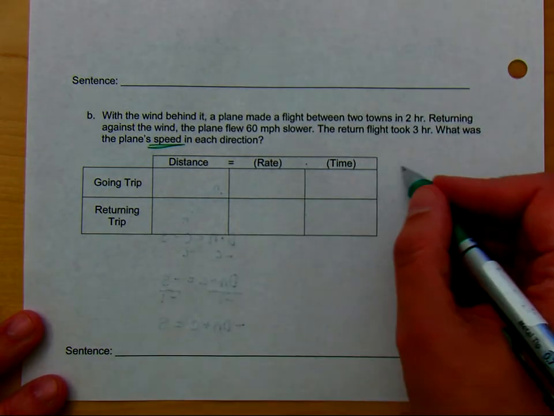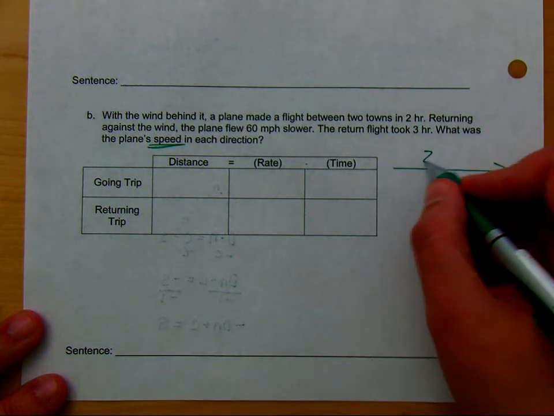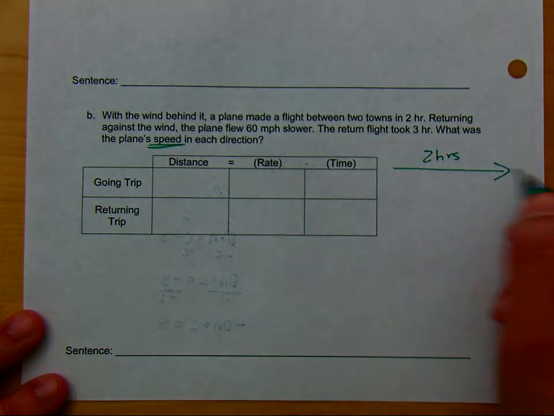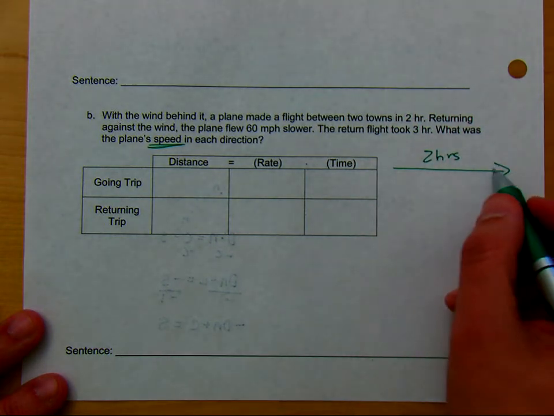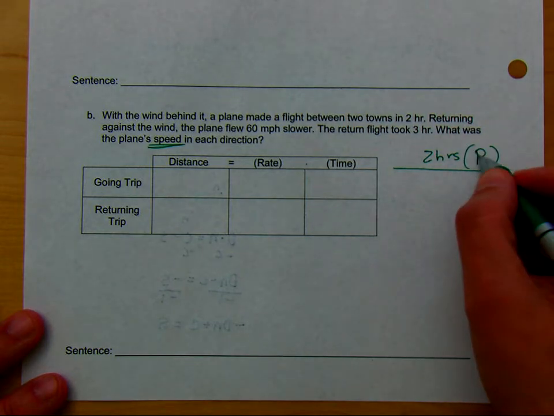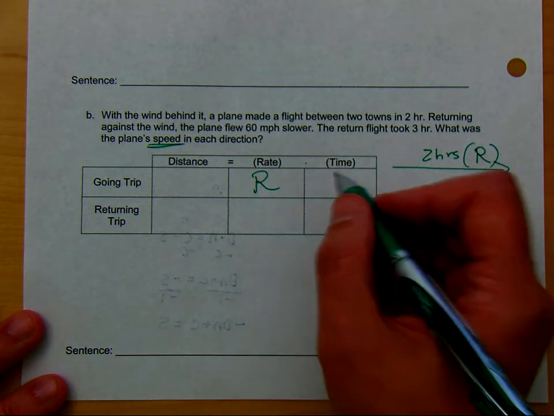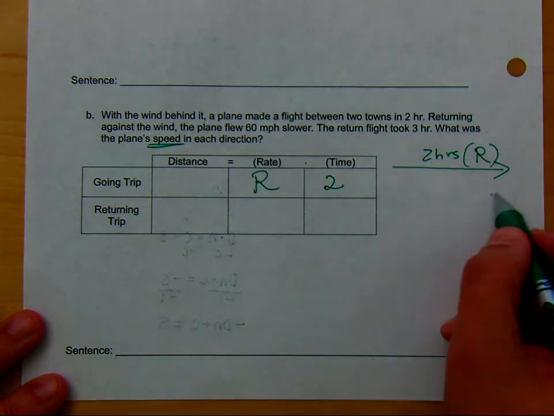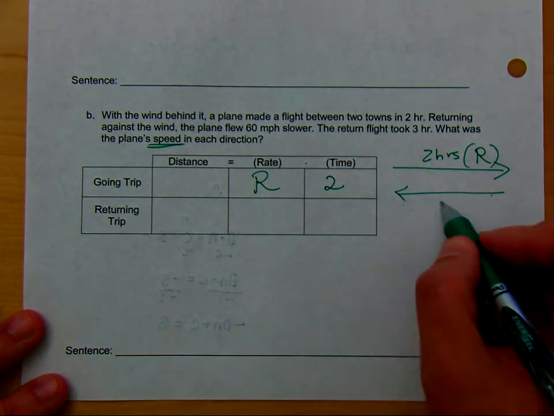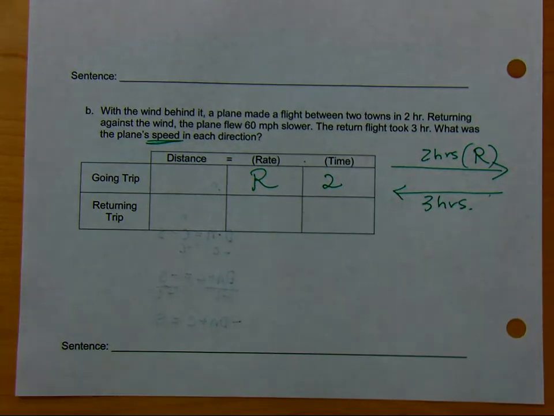The going trip, and here's my picture. There's my plane going. It took 2 hours going, but I don't know the rate. So technically the distance is 2 hours times however much the rate was. Well, the rate is the unknown, so I could use R for rate. The time was 2 hours. Coming back took 3 hours. How come it took longer to come back? It's the same distance, isn't it, in the plane? How come it took longer?